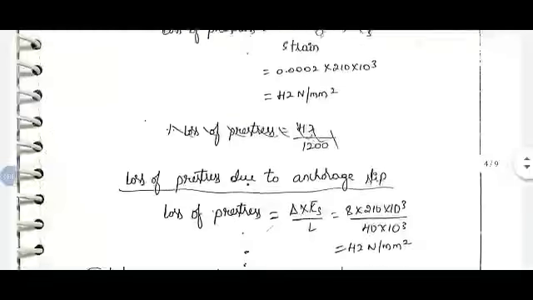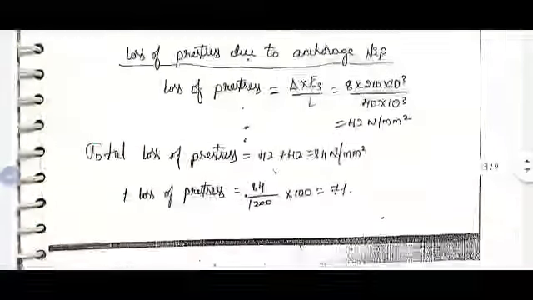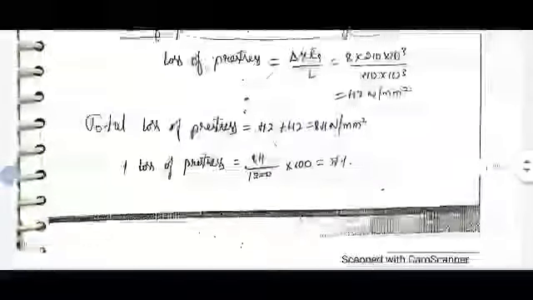Then loss due to anchorage slip, delta ES by L. Substitute the values, we will get again 42 Newton per mm square only. Total 42 plus 42, 84 Newton per mm square. Then percentage loss of pre-stress.